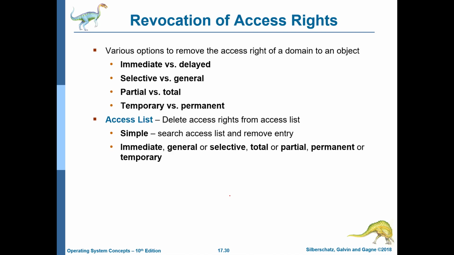To revoke access rights, there are various options. We can either revoke it immediately or delayed. We can be selective while revoking it or just have a sledgehammer based approach: revoke everything, partial, total, temporary, permanent. With an access list, as we have argued, it is kind of simple because all we need to do is search the access list, find the entry and remove it. And of course here it can be done immediately. We can either remove it for all the domains or maybe keep it for a few. And furthermore, we can remove it on a temporary basis. So we can say, look, I am removing it for 1 week, but after 1 week it will get reinstated.